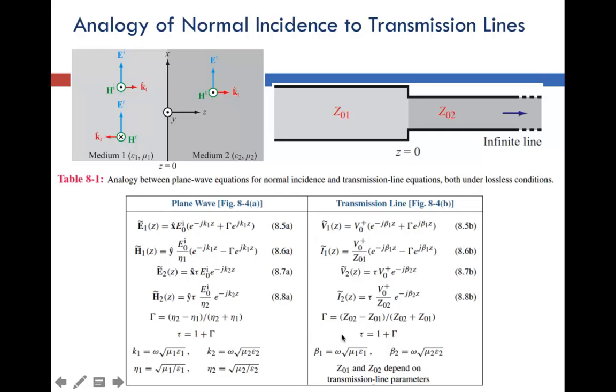But the reflection and transmission coefficients are exactly the same. K1 and K2 are the same as beta 1 and beta 2. Eta 1 and eta 2 are properties only of the material. In a transmission line, Z1 and Z2 are properties of the material as well as the geometry. So that's the primary difference.